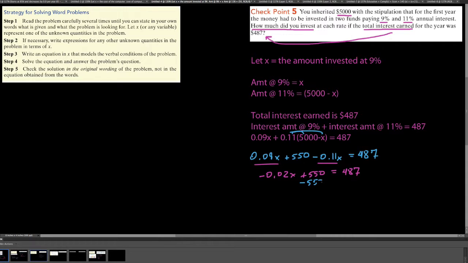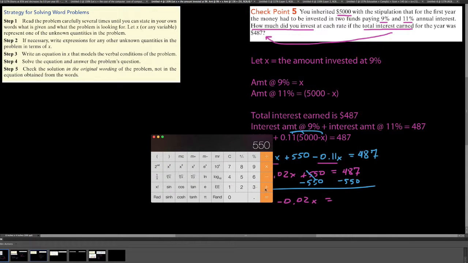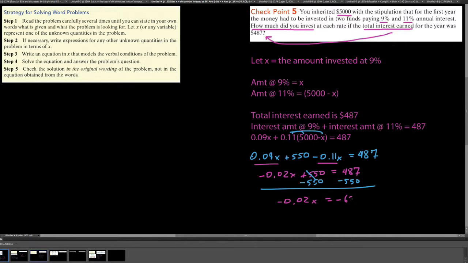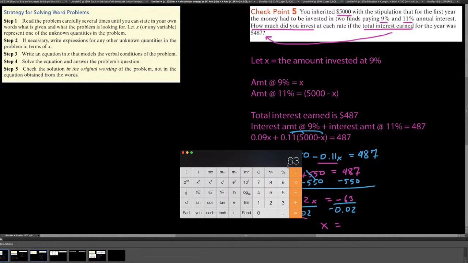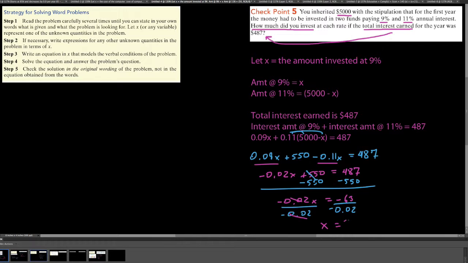Now subtracting 550 from both sides of this equation to help us isolate x, we have negative 0.02x is equal to 487 minus 550. There's a difference of 63, but it's a negative difference. So now we'll divide both sides by negative 0.02. We've got a negative divided by a negative on the right here. We've isolated x, and x is equal to that 63, which was negative, but divided by a negative 0.02 makes it positive. We get 3150, and this is in dollars.